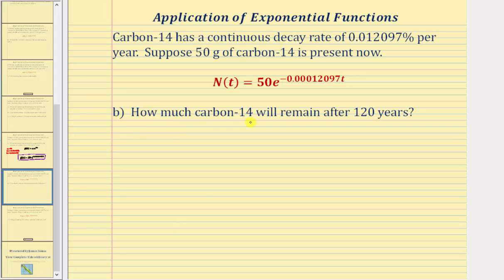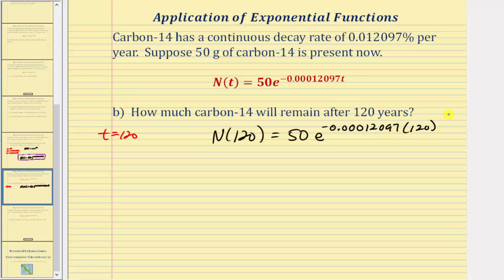Part B asks how much carbon-14 will remain after 120 years, and since t is equal to the number of years, we know that t equals 120, so to determine the amount of carbon present after 120 years, we need to find the function value n of 120, which would be 50 times e raised to the power of negative 0.00012097 times 120. So now we'll go to the calculator and approximate this function value.